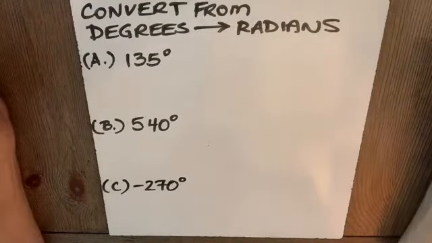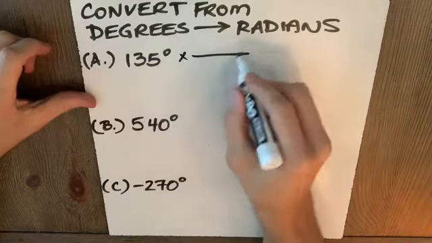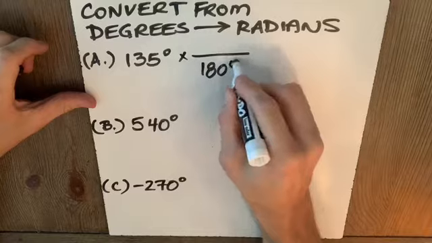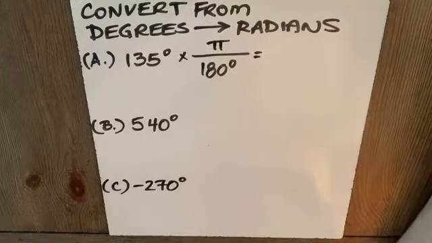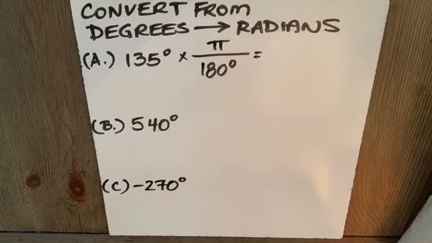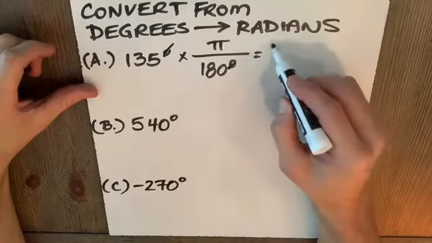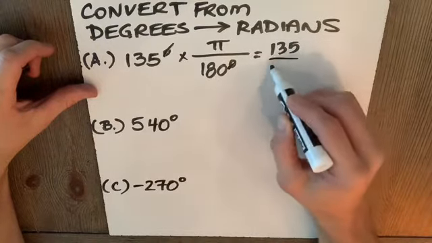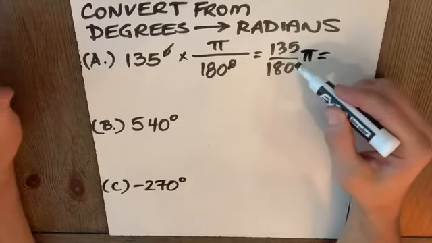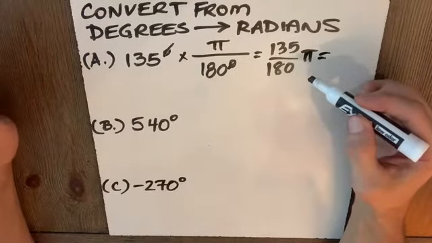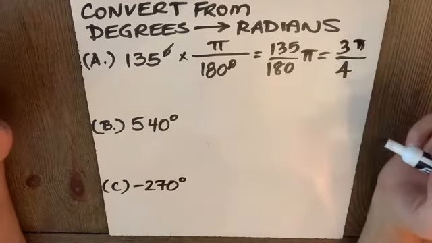If I'm converting 135 degrees into radians, well, given degrees, I want degrees on the bottom and pi radians in the numerator. Now, the conversion factor we're using here is that pi radians is exactly equal to 180 degrees. Cancel, cancel gives me 135 over 180 pi. Notice those are unitless there, which of course will simplify to 3 pi over 4 radians.